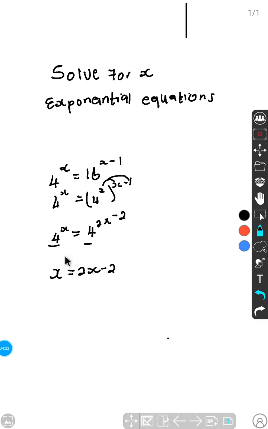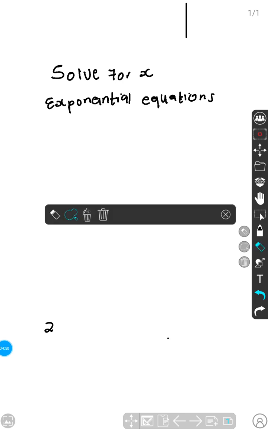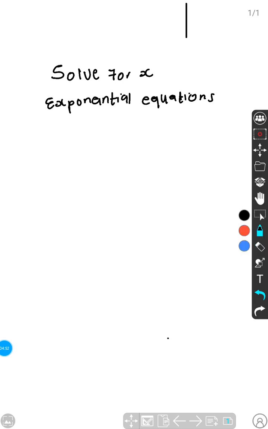Then let's take the minus 2 this side and the x this side. The minus 2 this side becomes positive, and then we're left with 2. The x goes that side, we have a negative x. Therefore, 2 is equal to 2x minus x, which gives us x. X is going to be equal to 2. Let's look into another example.